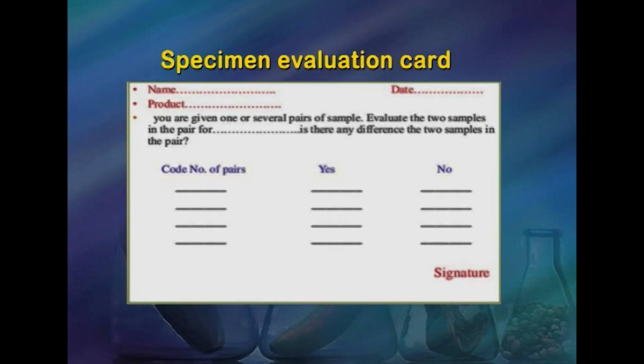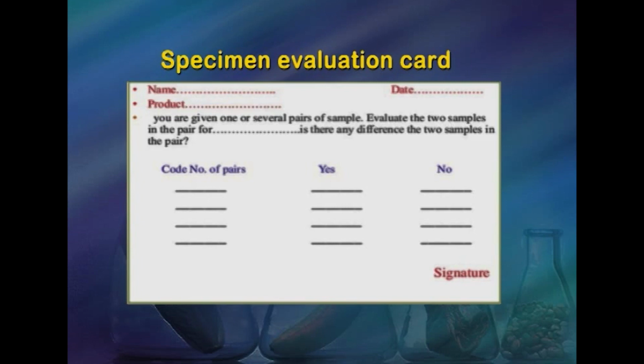I will show you one example of a specimen evaluation card. Here you can see the name, date, product. You are given one or several sample pairs. Evaluate the 2 samples in the pair for which you have to see the difference. Is there any difference between the 2 samples in the pair?